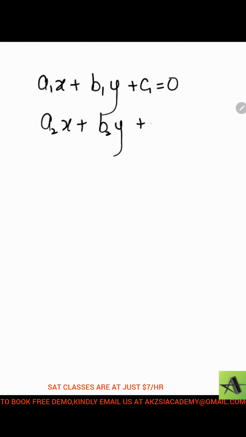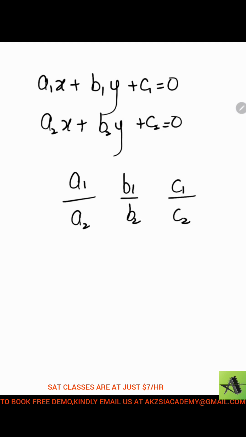Same, I'm writing a1x plus b1y plus c1 equals 0 to represent my first equation, and a2x plus b2y plus c2 equals 0 represents my second equation. Now I have to find the ratios of a1 over a2, b1 over b2 and c1 over c2. If the first two are equal to each other but c1 and c2 are not sharing that ratio, the ratio of c1 and c2 is completely different, then this is the case of no solution.